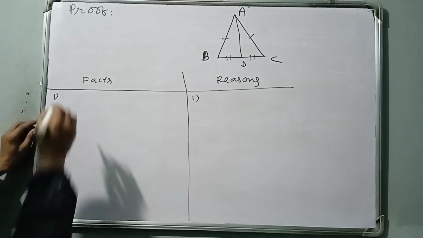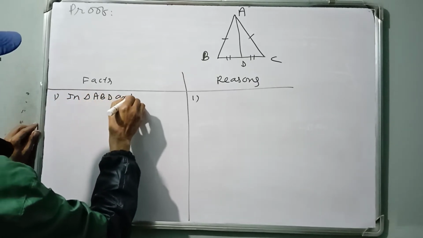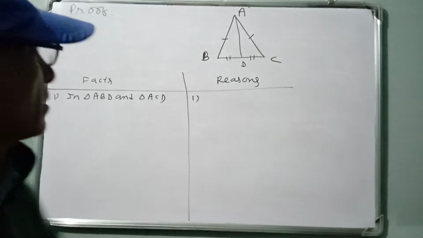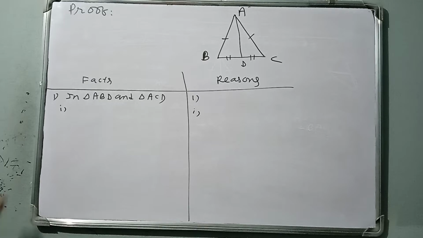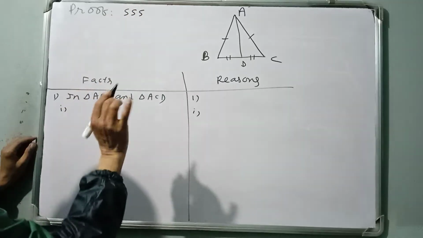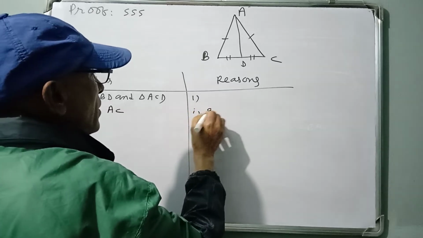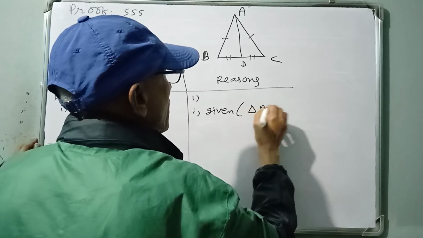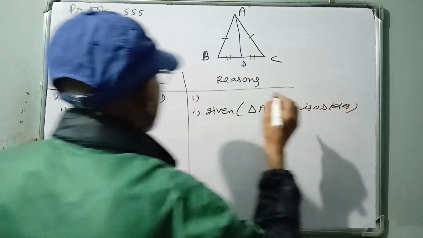Fact number 1. In triangle ABD and triangle ACD, what things can you write? I have already written, apply the SSS fact. So, side AB equals AC. This is given, because triangle ABC is isosceles. So it is given.